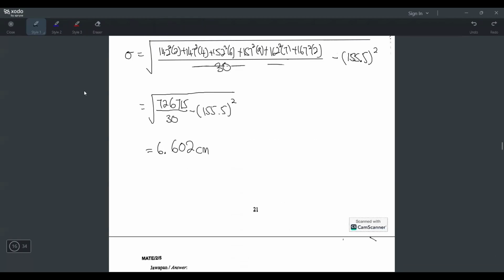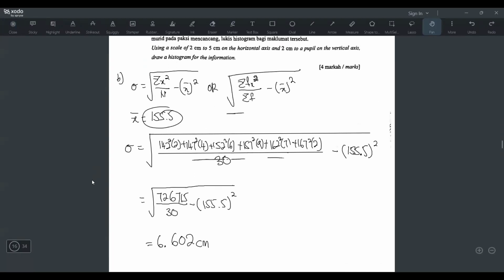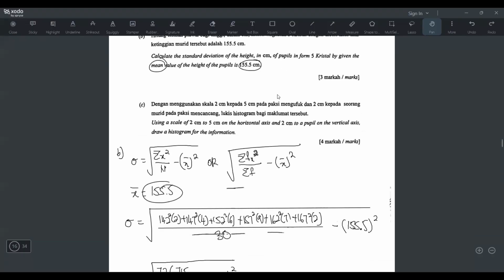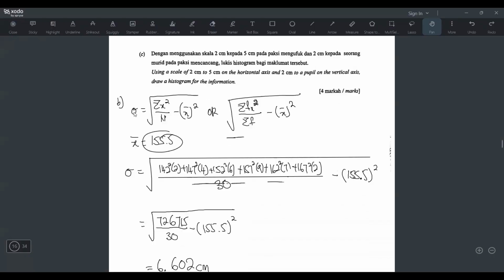So you realize when I do the exam paper questions, I am always very careful about the unit. I always check the unit. If you have watched all my previous videos, I always make sure if there is a unit, I will write the unit. And if there is no unit, then no need.